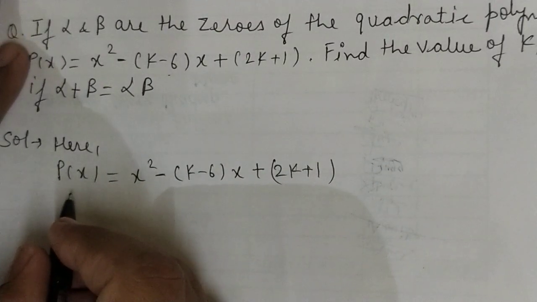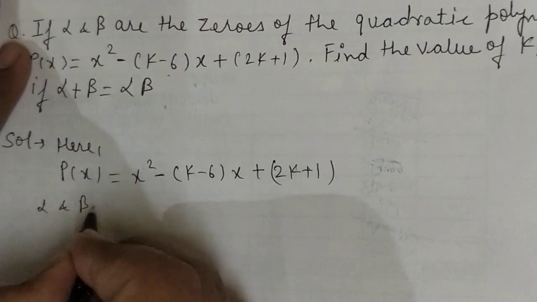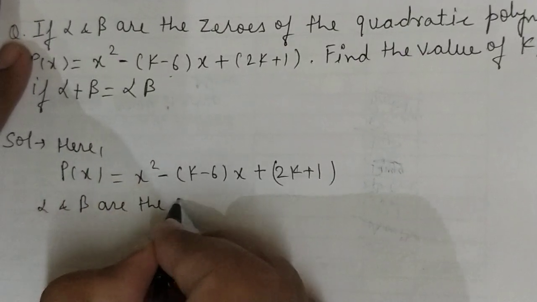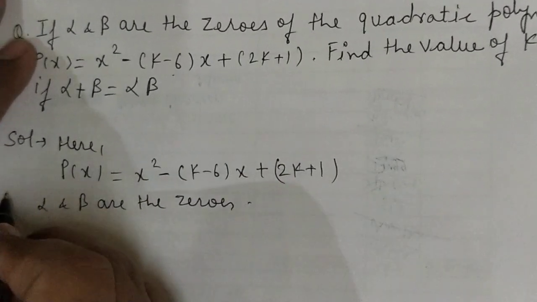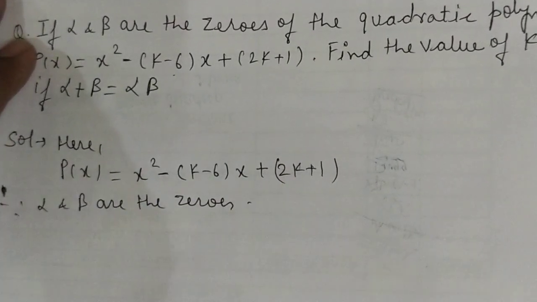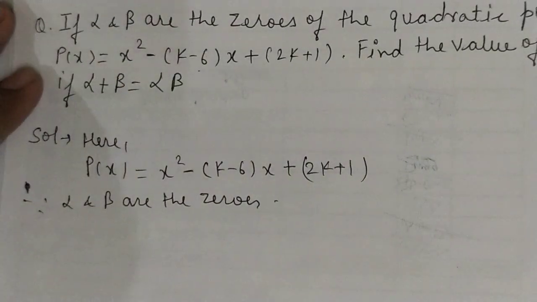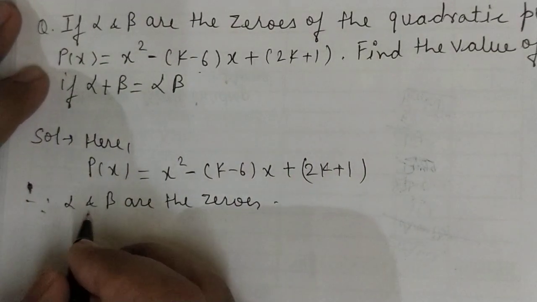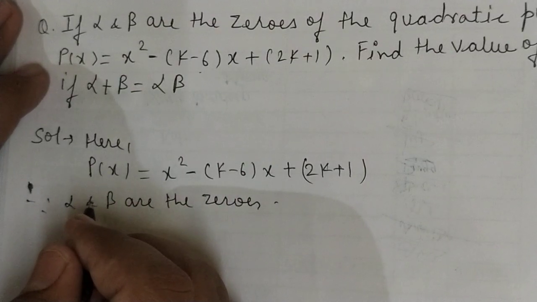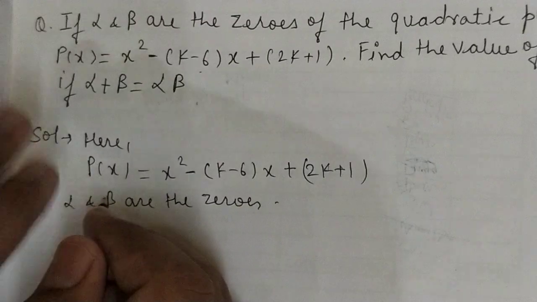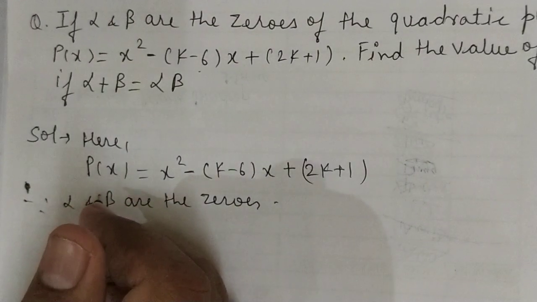Now if you see here, alpha and beta are the zeros. It is also given that alpha and beta are the zeros. Now if I am applying the coefficient formula here, what am I applying? The coefficient formula. Clear? Coefficient formula means alpha plus beta and alpha into beta.